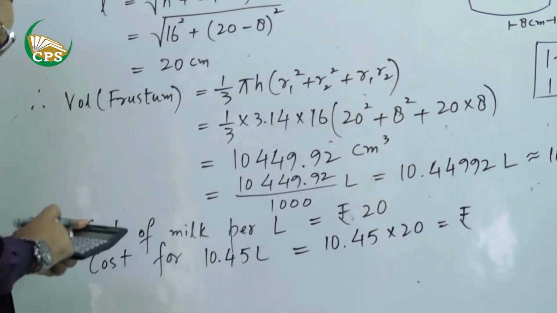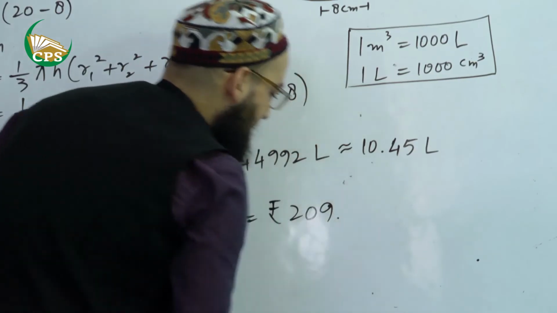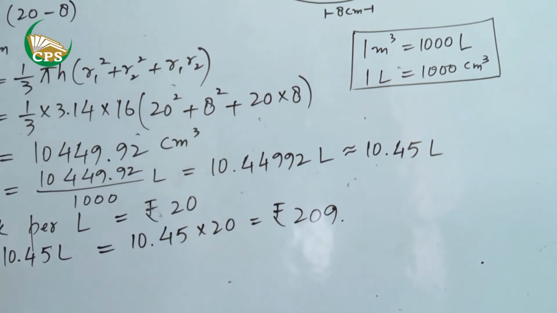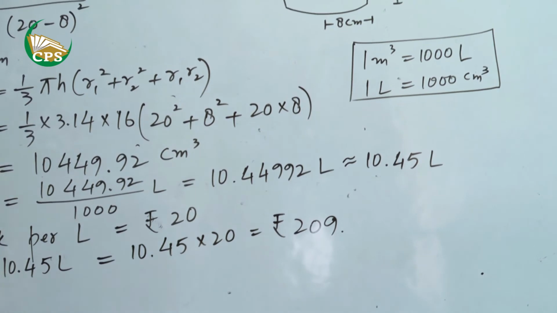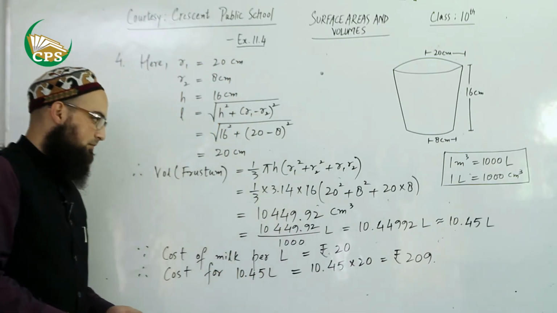10.45 times 20, and that will give you rupees 209. Rupees 209, and that's your first answer. We have the second part of this question as well. So this is the answer for the first part. Make a note.